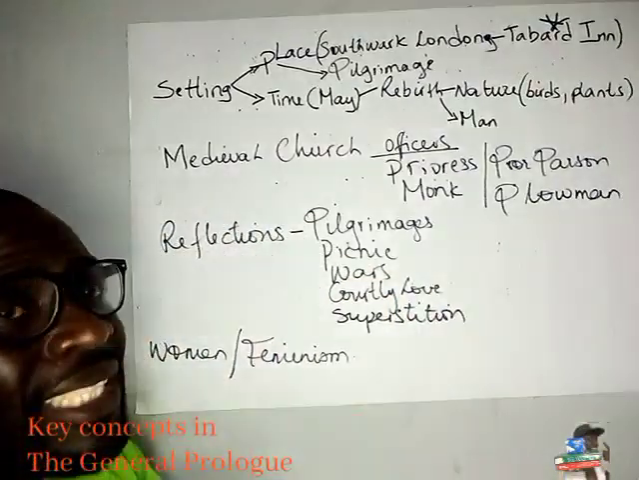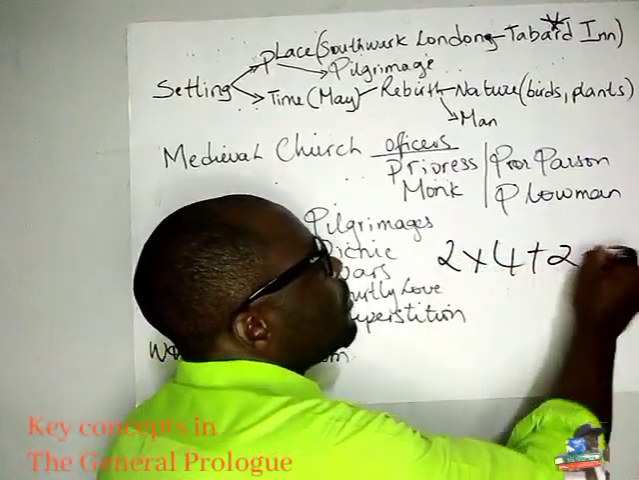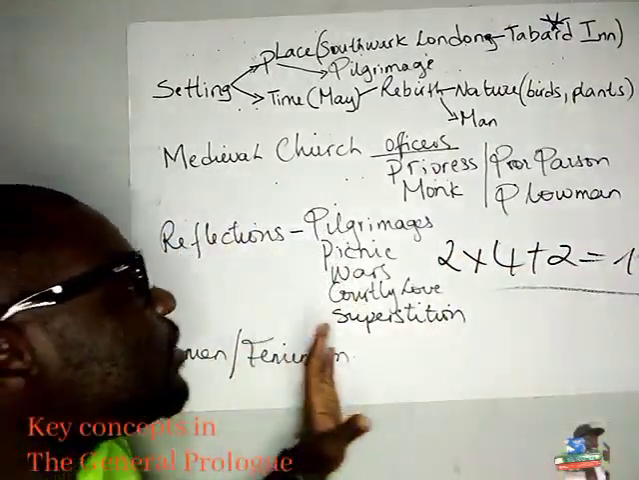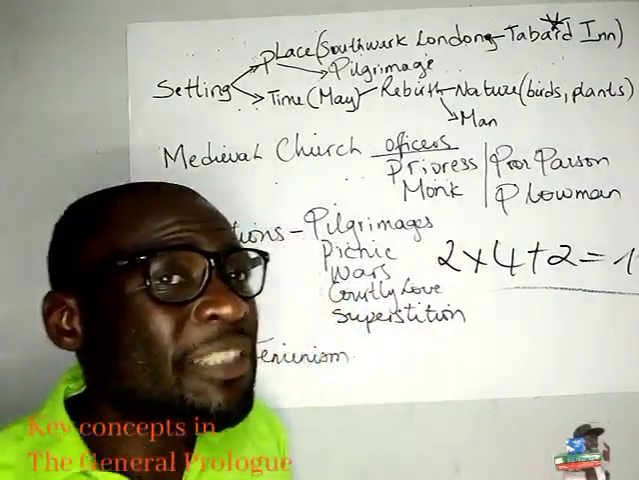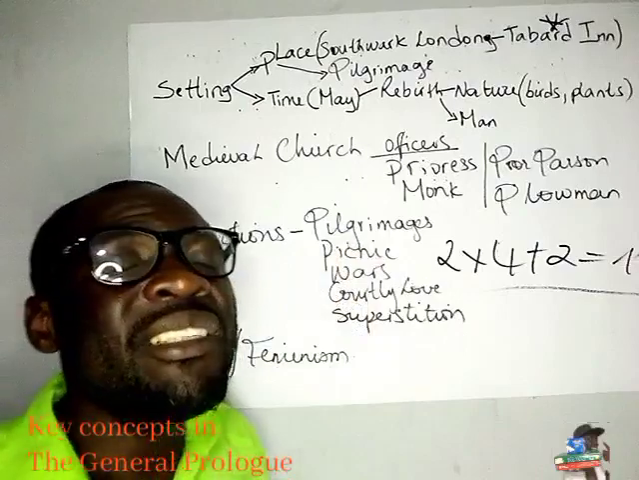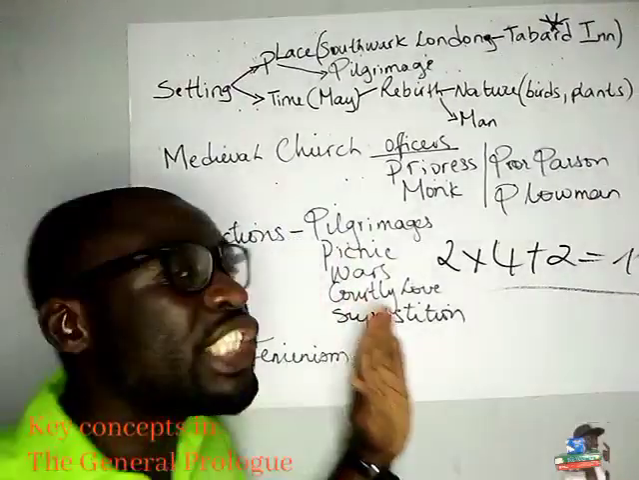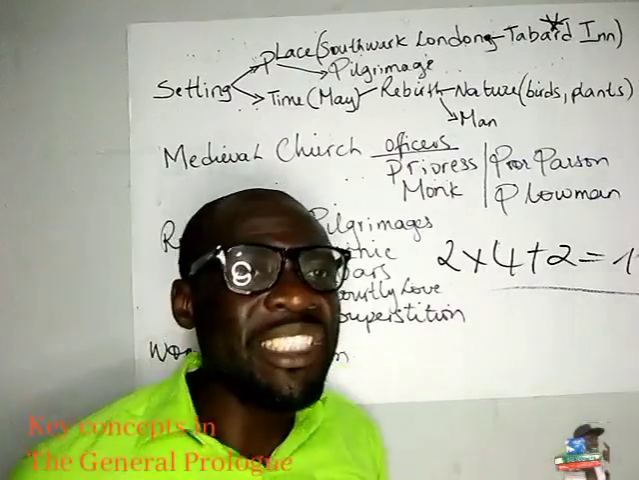A question like this, the examiner is likely going to give you 2 × 4 + 2 = 10, which therefore means that the examiner will be expecting you to raise at least 4 well-illustrated aspects of medieval life reflected in the General Prologue and the Merchant's Tale. And again, like I said, always ensure that you cut across your arguments to come from the General Prologue and the Merchant's Tale so that you strike a balance.